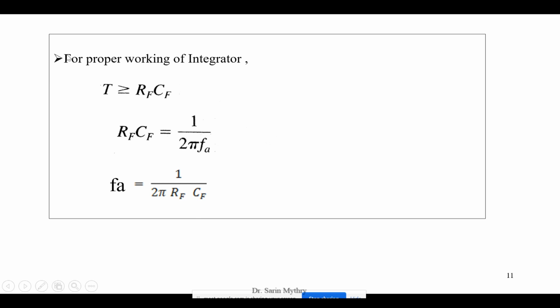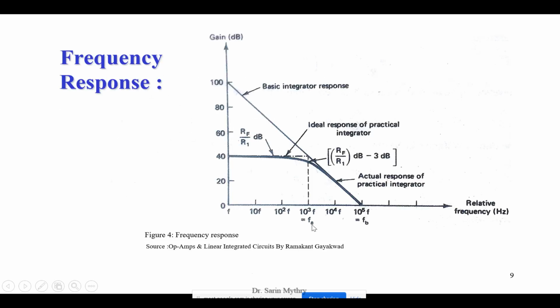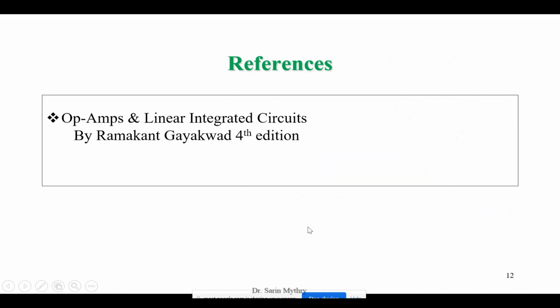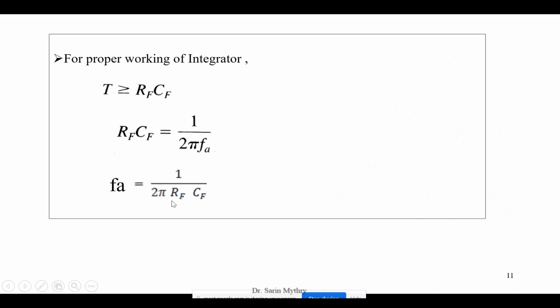And now let us see how the practical integrator can work. Whenever the time is greater than or equal to RF into CF, if time is greater than the product of these two, then we can write the formula: RF into CF is equal to 1 by 2 pi into FA. If you substitute this value here, by cross multiplication we get FA equal to 1 by 2 pi RF into CF. So the FA formula is now derived here.